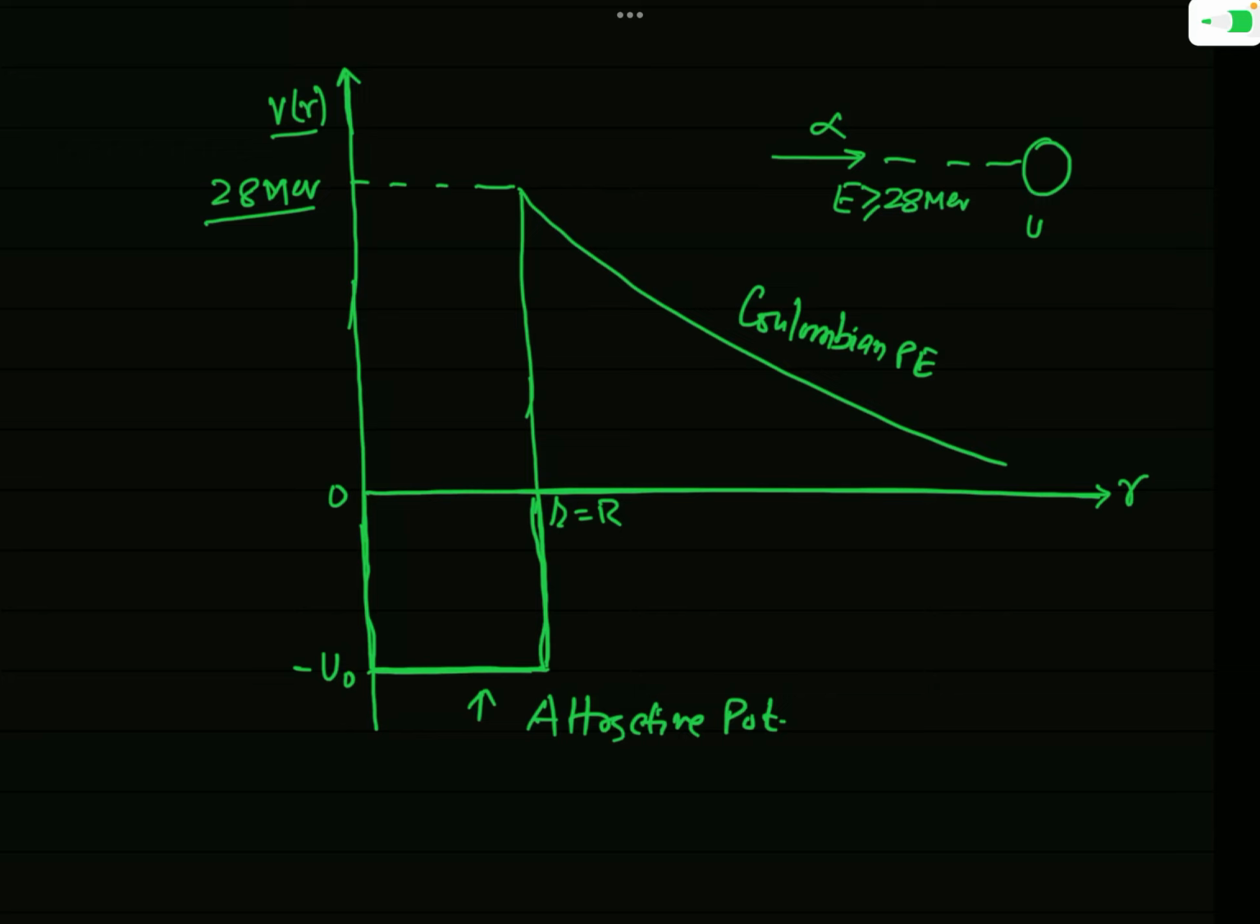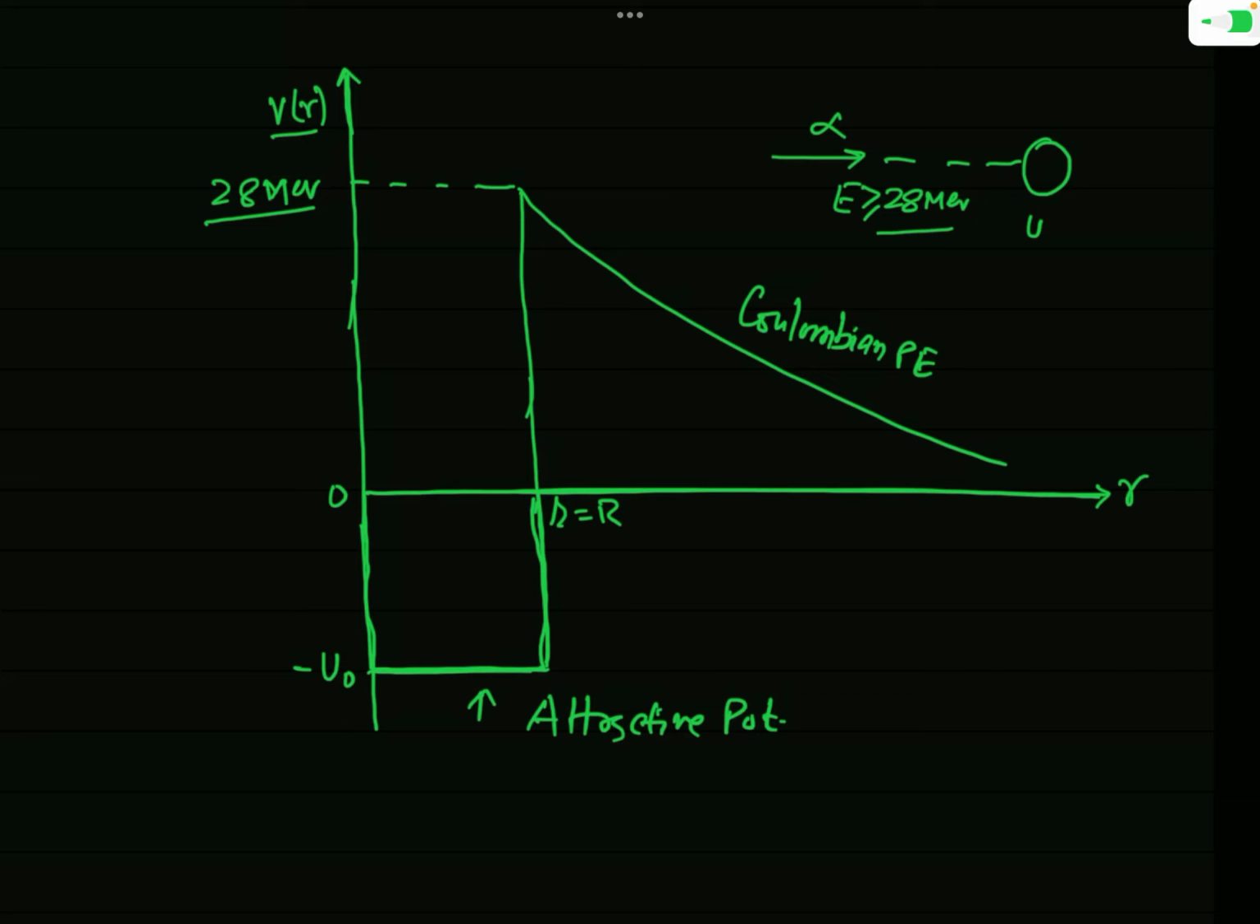Yes or no? Because you know there is a potential barrier of height 28 mega electron volt at the surface of this uranium nucleus. So an alpha particle projected toward this uranium nucleus will penetrate into the nucleus only when its kinetic energy is at least 28 mega electron volt or greater than it, only then.